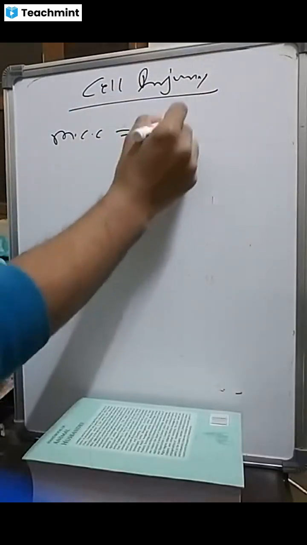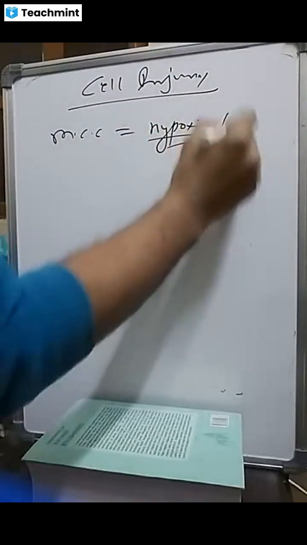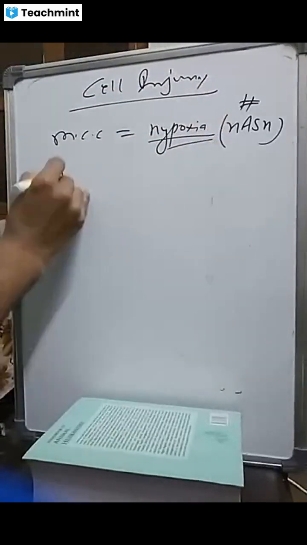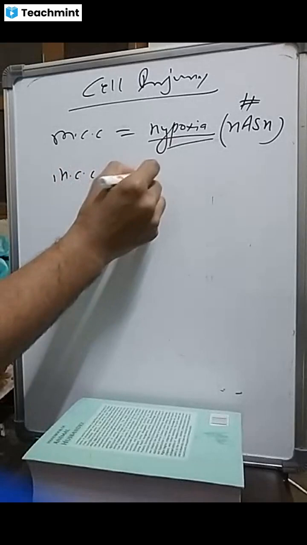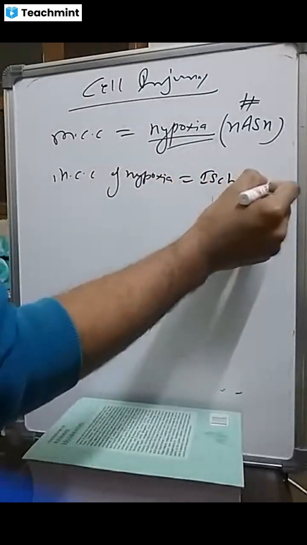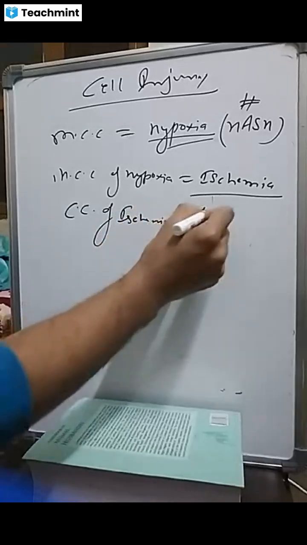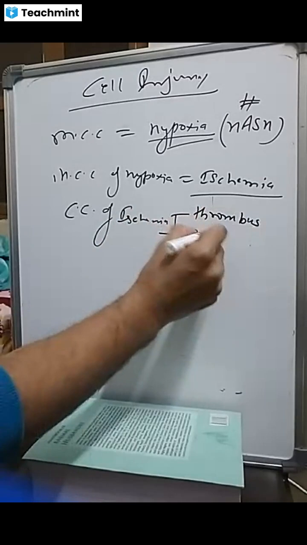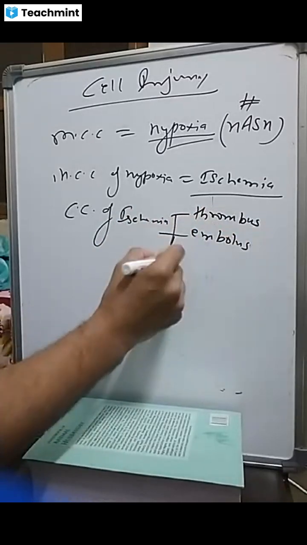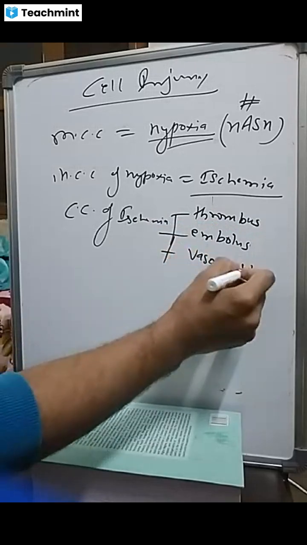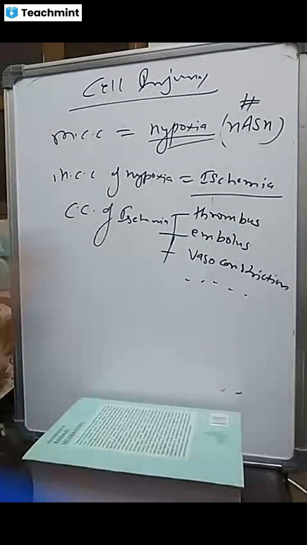About cell injury, the most common cause is hypoxia. The most common cause of hypoxia is ischemia, and causes of ischemia are many, like thrombus, embolus, and constriction. That is hypoxia.